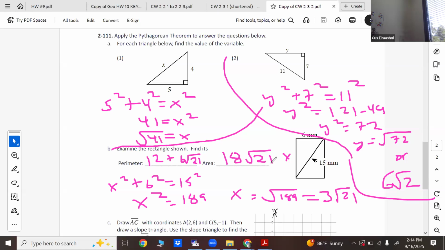Can you just take the square root of the whole thing? No, you can't, because you'd be violating the order of operations. It's not accurate. You could say x is the square root of the whole thing, sure, but you can't square root those individually and get rid of the squares.